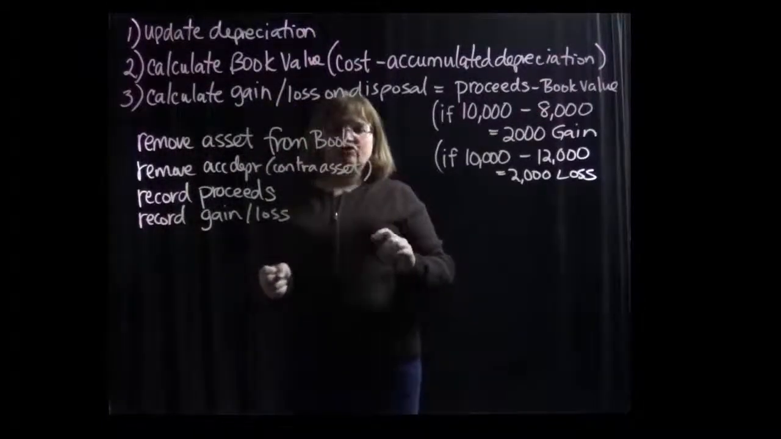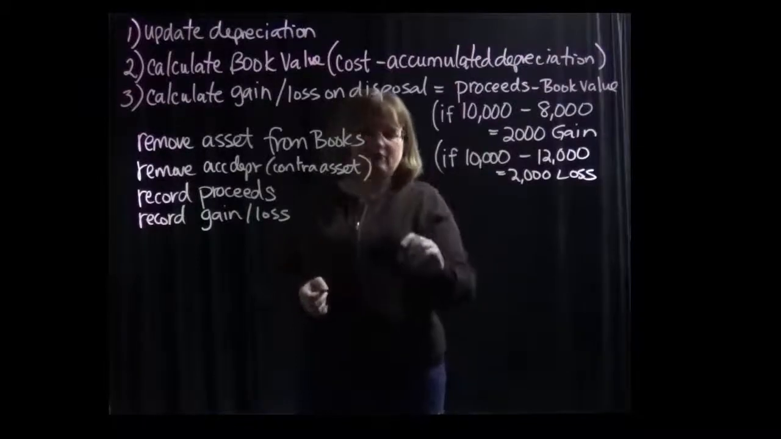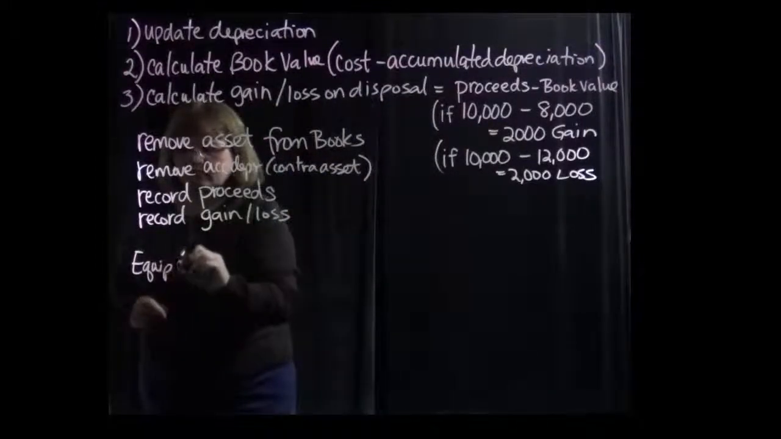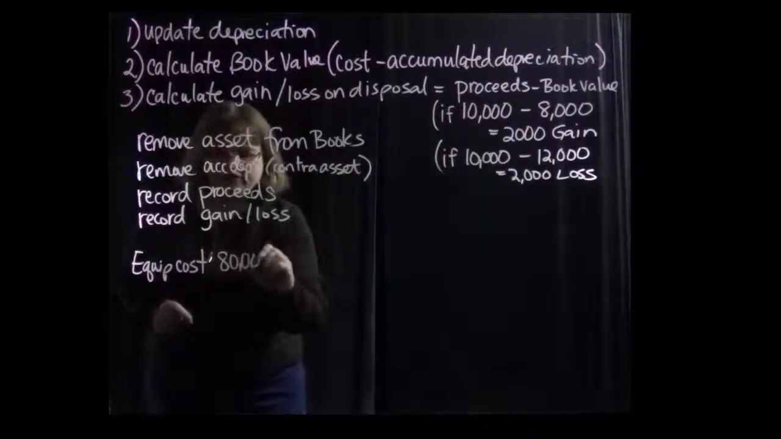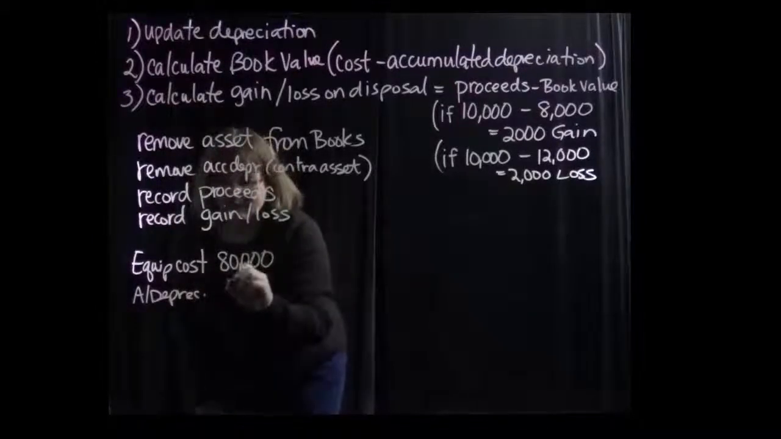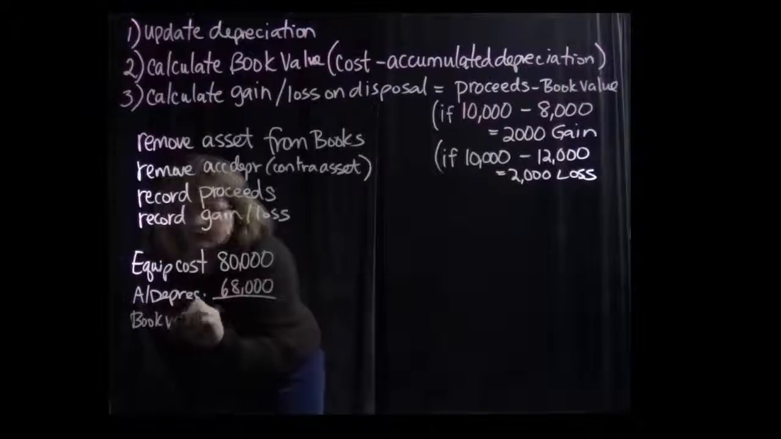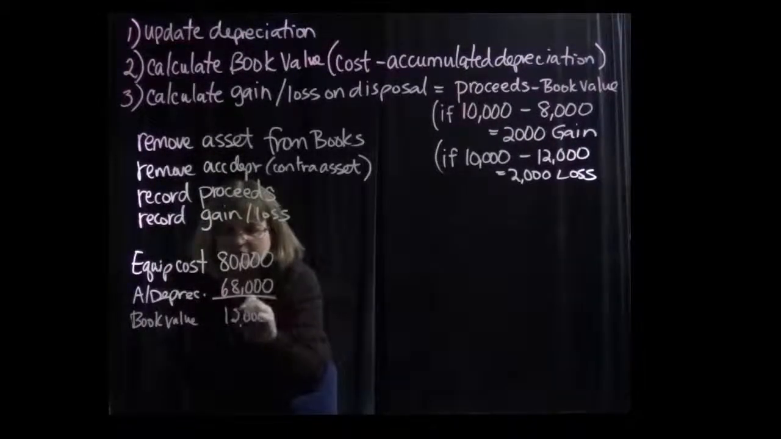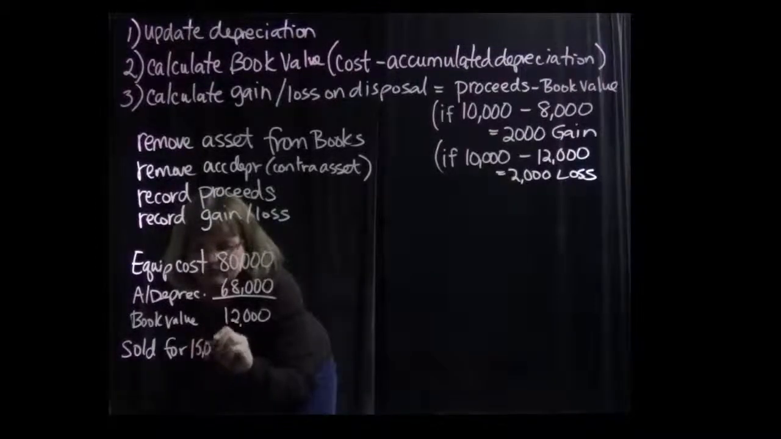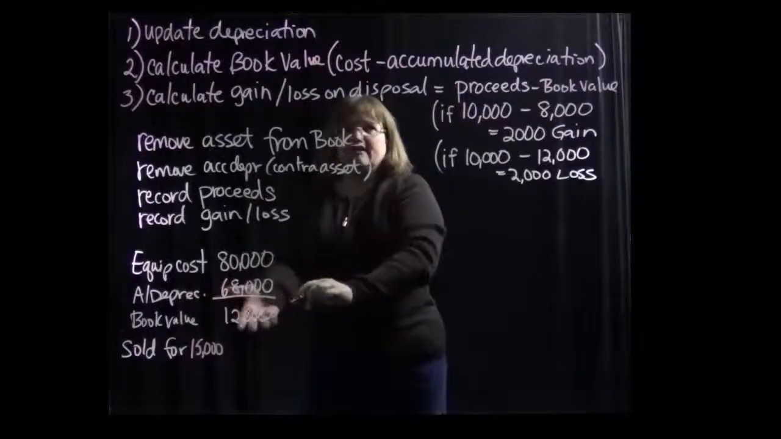So what this is going to look like in terms of journal entry then is we're going to credit the asset account. So let's say that this is equipment. Let's say we've got some equipment that we have depreciated. Let's say that our equipment cost $80,000 originally, and let's say that our accumulated depreciation after we have updated it to current is $68,000. Okay, then we would say that we have a book value of $12,000, and let's say that we sold it for $15,000. Okay, if this was our example, then our depreciation was already up to date. We said the book value we just calculated here as $12,000.